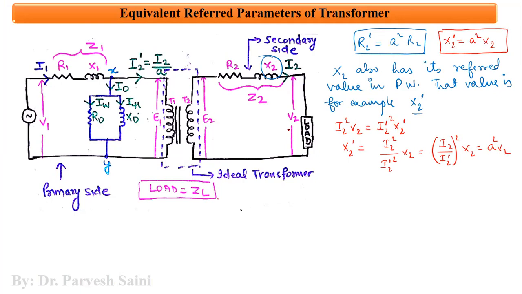Now, that means if we say that instead of drawing these two circuits separately, we want to merge these two circuitries into a single circuit, we need to add these two, resistance R2 dash and reactance X2 dash, in the primary winding, right? Now we will understand that concept also. As we know, the power on both sides of the transformer, E2 into I2, is equal to E1 into I2 dash. Both the power is same, right?